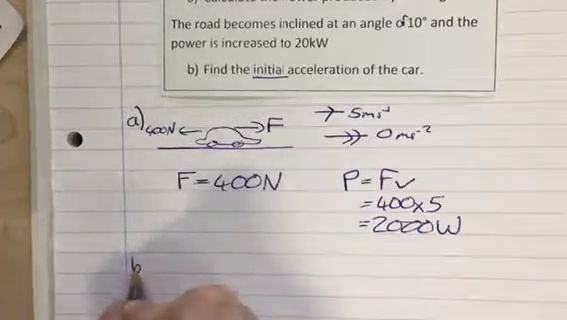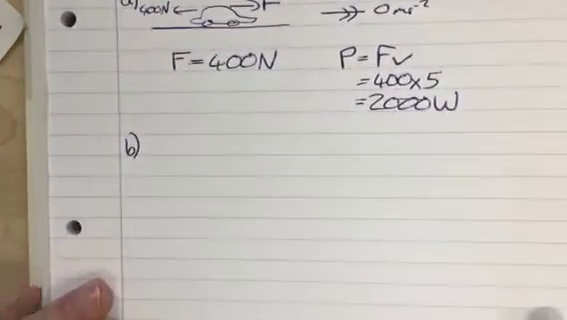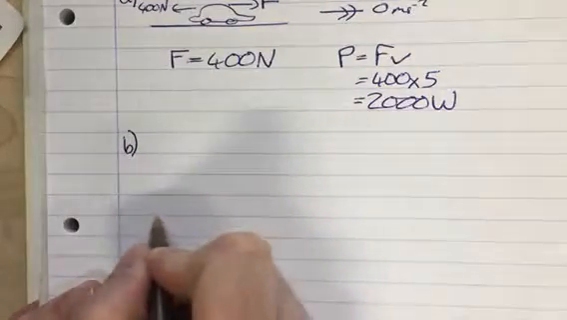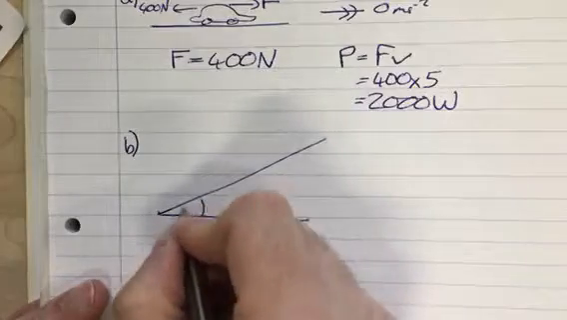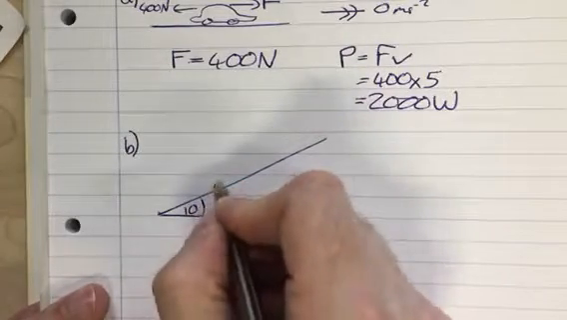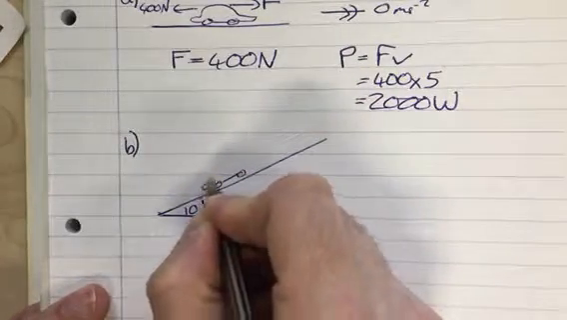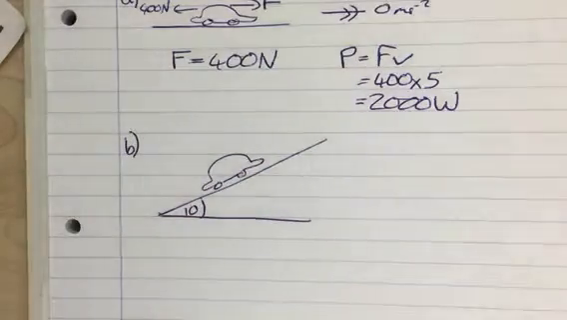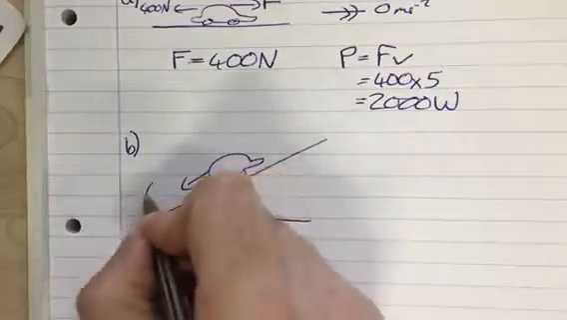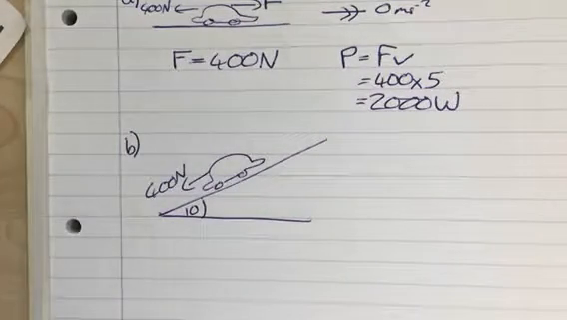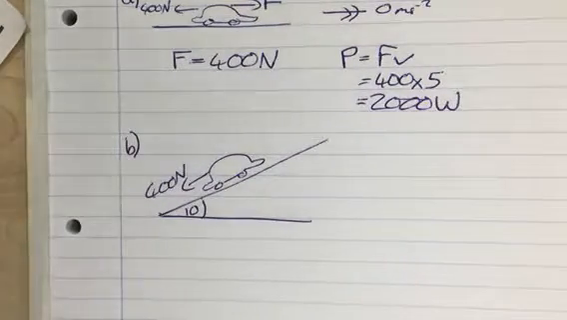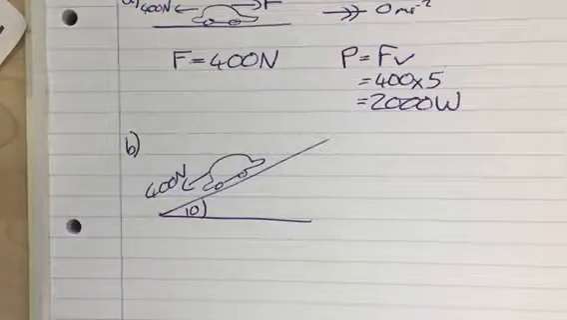So again, let's get our diagram drawn. So here's our road now at an angle of 10 degrees. I'm not going to put the car right at the bottom, but it's a model. We know what we mean. We still have 400 newtons going down there. That doesn't mention any change to the resistive forces. It will normally say the resistance forces stay the same.